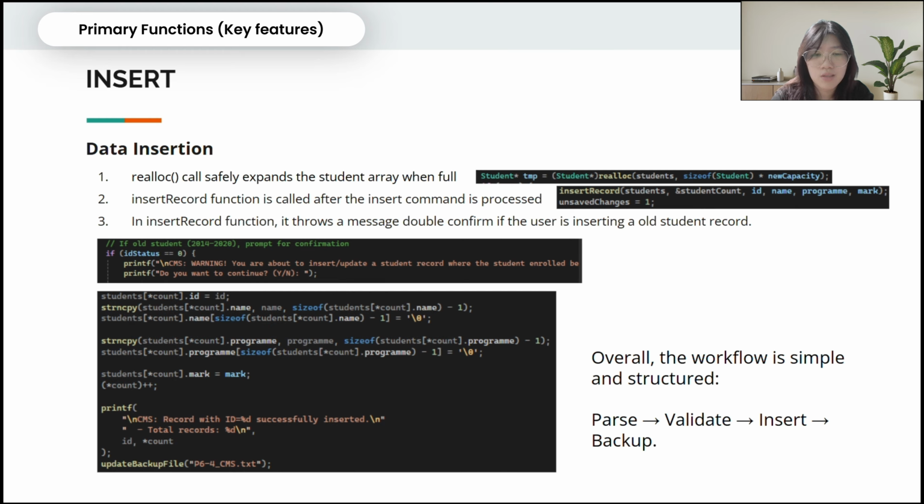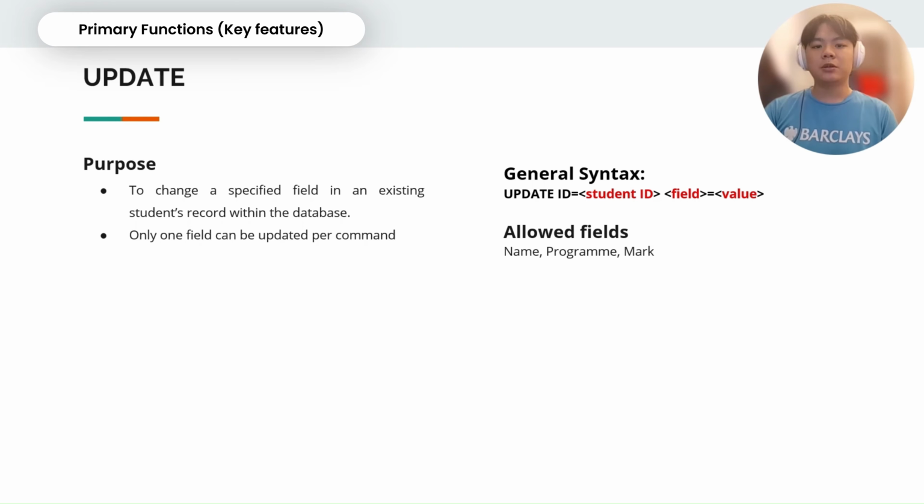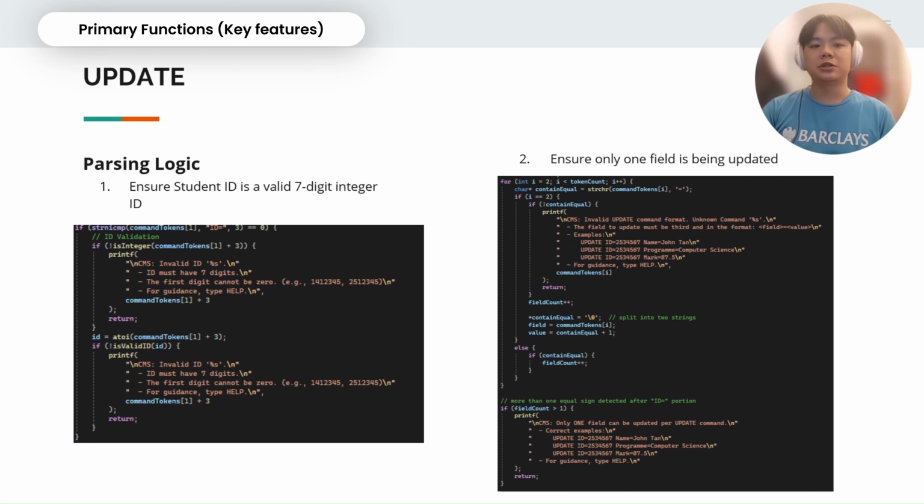The purpose of the update function is to allow users to interact with our CMS system to change a specified field in a student record within the database. It only allows one field to be updated per command. The general syntax of using this command is as shown, with student ID being the ID of the student to update, field for the attribute to update, and value for the value to update to. Updatable fields are name, program, and mark. Moving on to the implementation of the function.